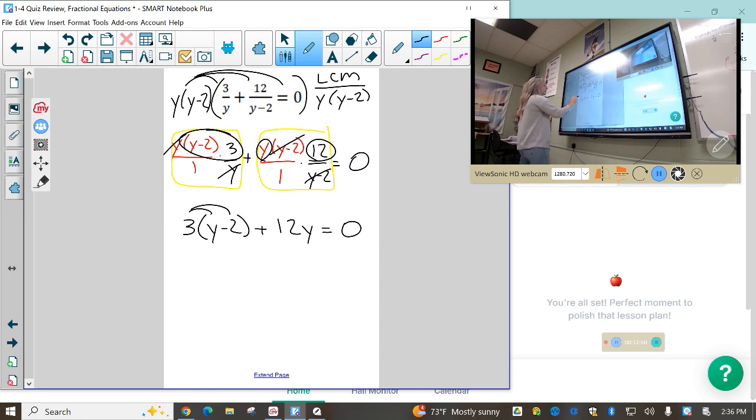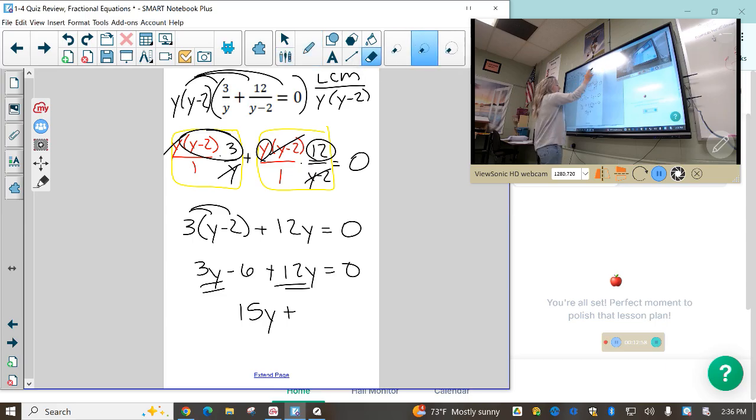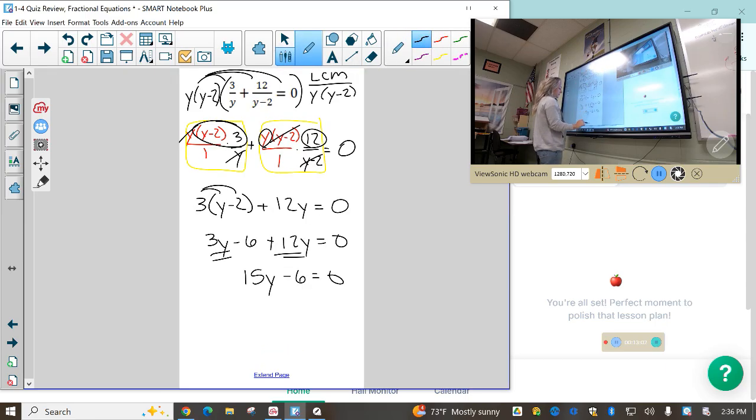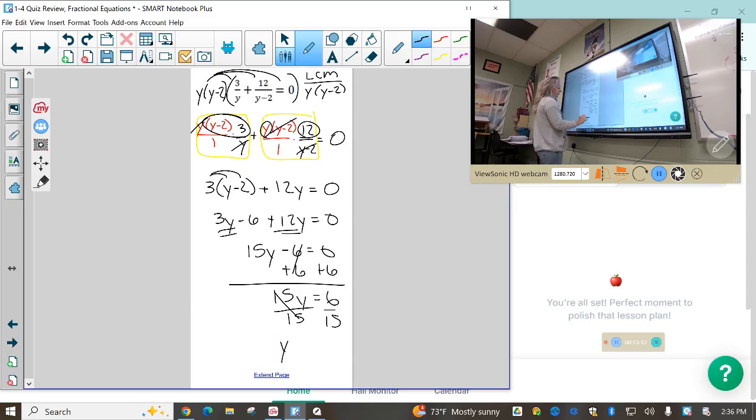And just simplify. So I have 3y minus 6 plus 12y equals 0. 15y minus 6 equals 0 plus 6. So we have 15y equals 6 divided by 15. And then I'm going to simplify that fraction. 6/15, both of those are divisible by 3, I believe. So we're going to divide by 3. Divide by 3 is 2/5.